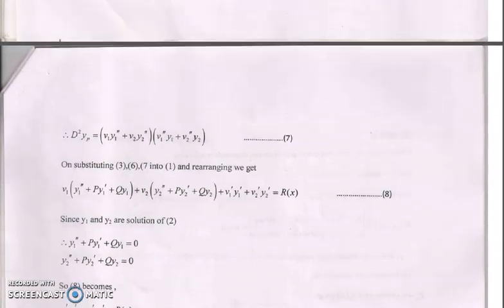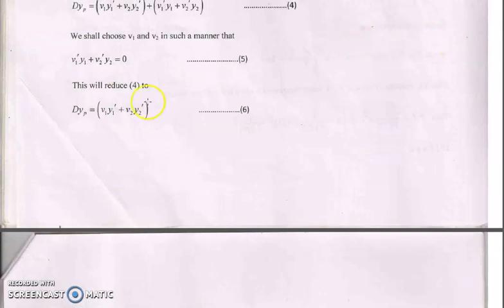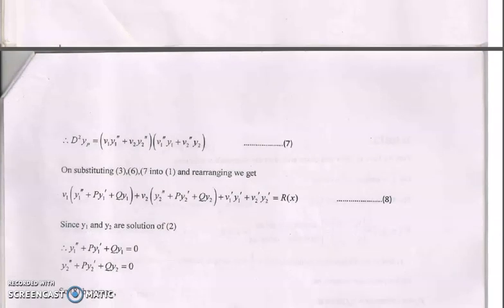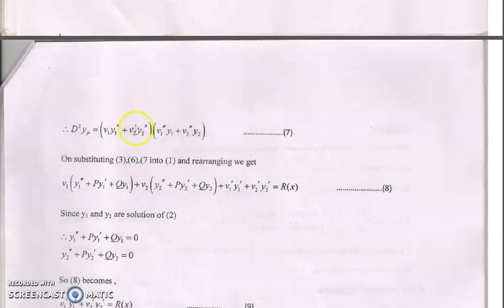Again we differentiate equation 6 with respect to x, then it becomes v1 y1 double dash plus v2 y2 double dash, plus v1 dash y1 dash plus v2 dash y2 dash. Listen very carefully: v2 dash y2 dash. So here we write this differentiation, v1 y1 double dash plus v2 y2 double dash, plus v1 double dash y1 plus v2 double dash y2.